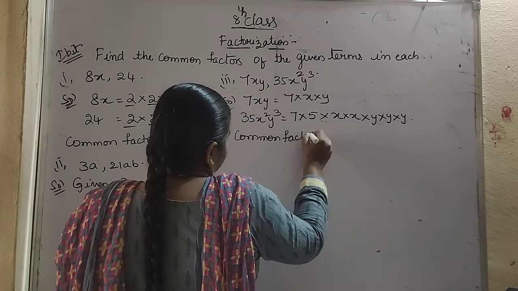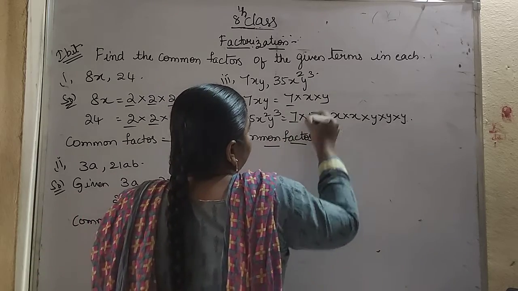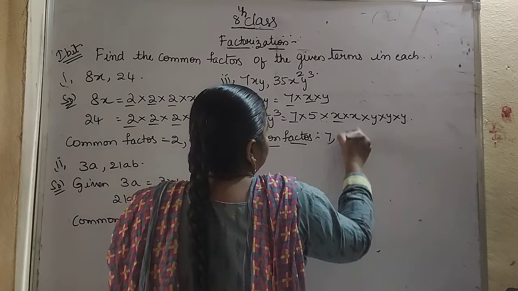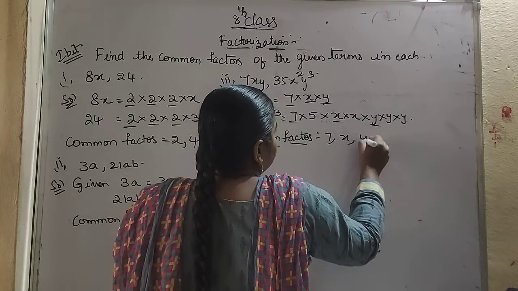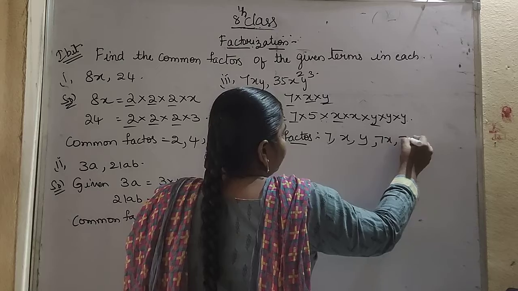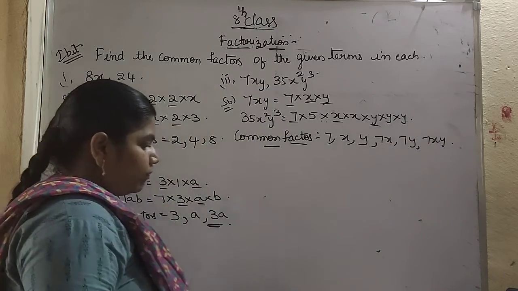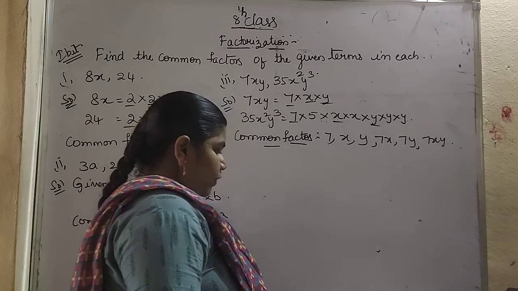What are the common factors in this? Common factors are 7, x, y. So these are the common factors. We can write them as 7x, 7y and 7xy. So these are the common factors for the third question.